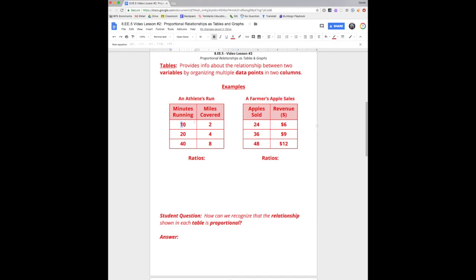If the athlete were to run for 10 minutes at that rate, she would cover 2 miles. For 20 minutes, they would cover 4 miles. And by 40 minutes, at 1 mile every 5 minutes, they would have covered 8 miles. Our question is, how can we recognize that the relationship shown in each of these tables is proportional? Pause the video and try to figure out what could you do to prove both of these tables have proportional relationships.